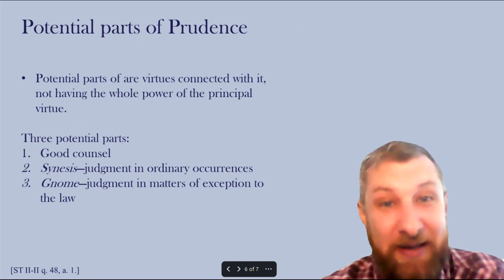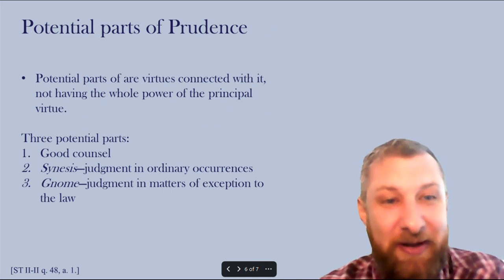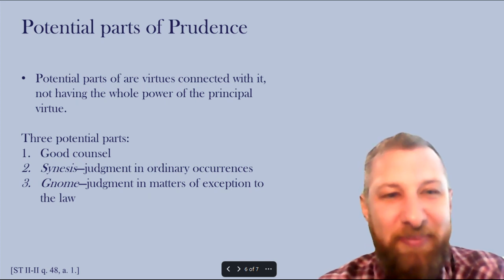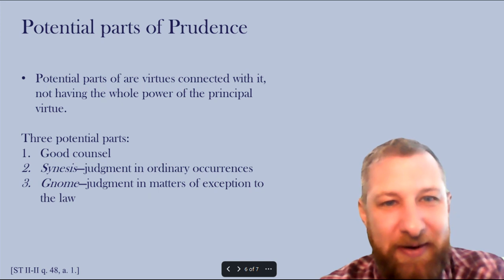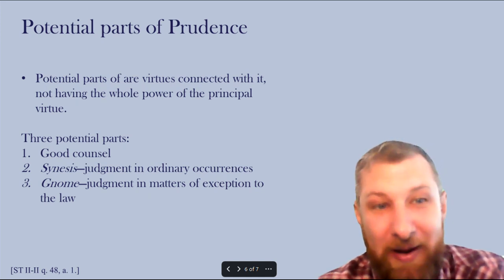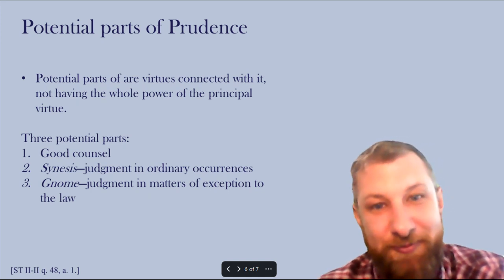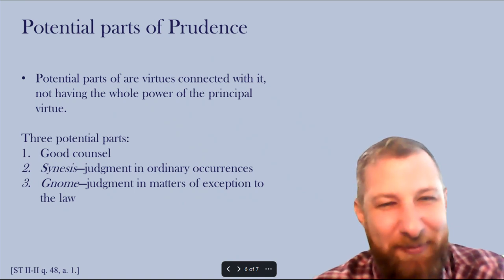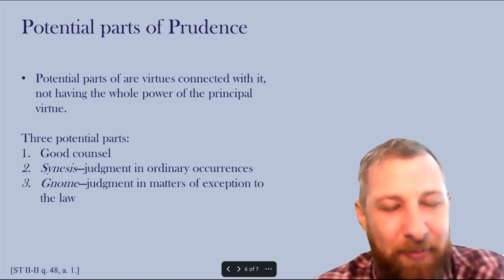Now there are the potential parts of prudence. And this one I said was the most difficult to explain because it's a little bit of both in some sense. So potential parts of virtues are virtues connected with it, not having the whole power of the principal virtue. That's true of all parts. All parts are not the whole power.